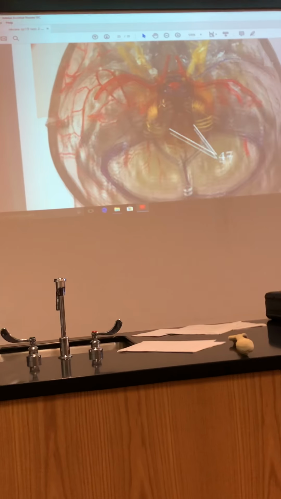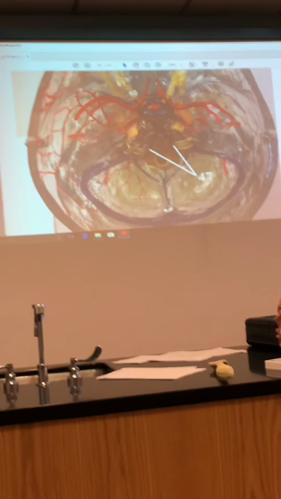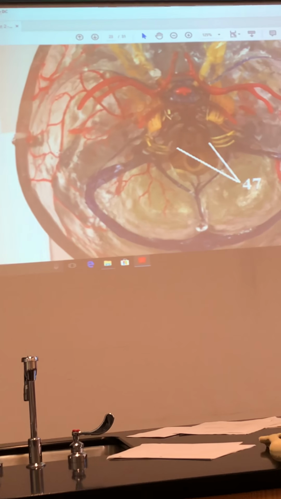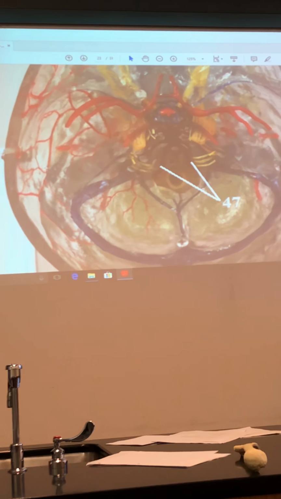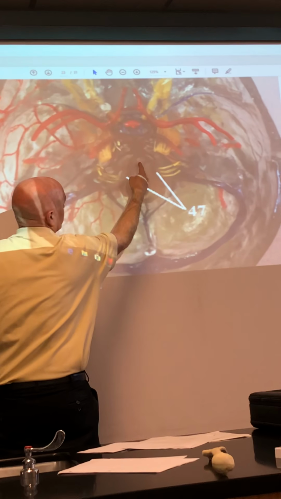Can you see that okay? Mm-hmm. What are those nerves? What are those arteries? I cannot see that. Can you see that? Yeah, actually, these, you can barely see it.